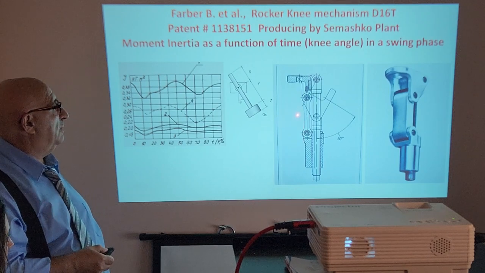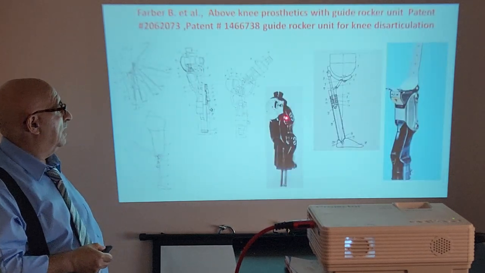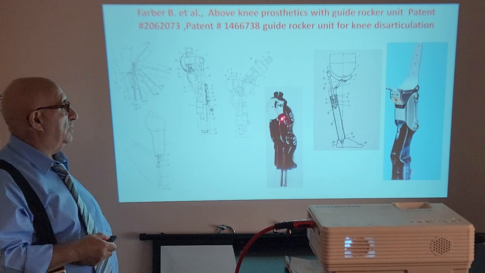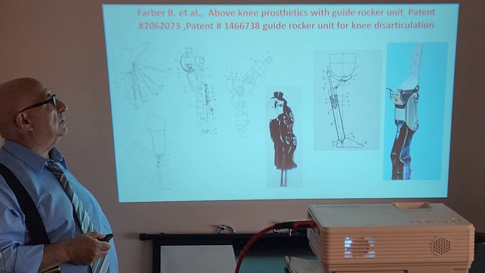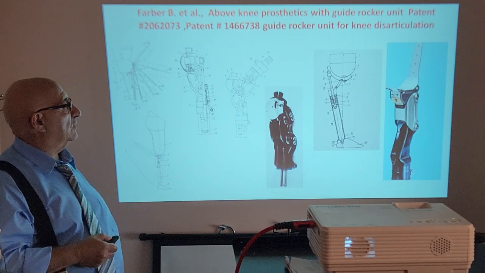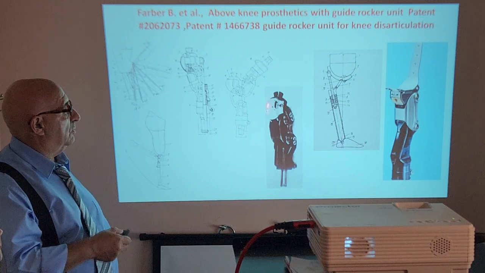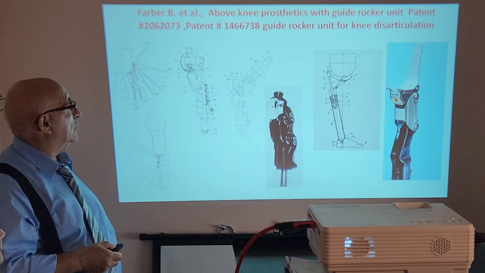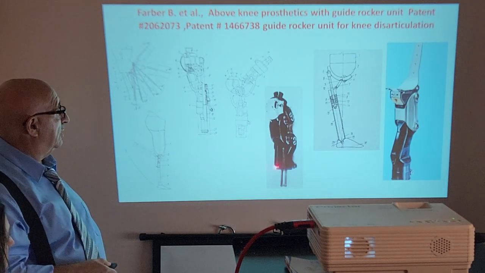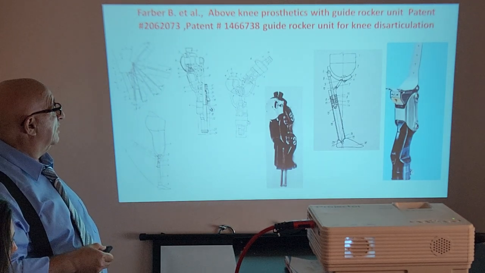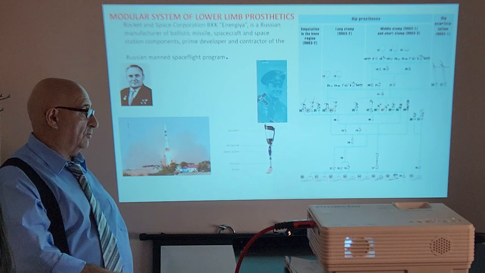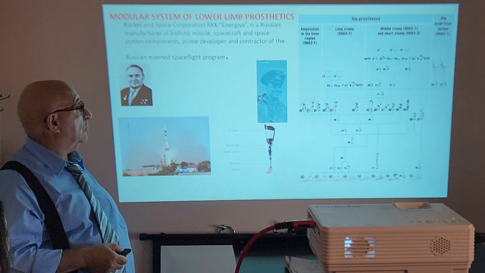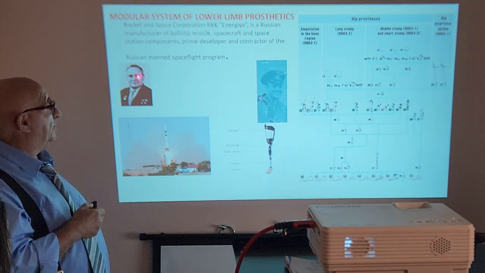Of this guide knee mechanism, next. And this has been produced for many years in the rocket space industry, and it is one of the best in the world. This unit is used for long knee disarticulation in different situations. I brought this stuff, and I can show how it looks. And this company, Korolev, do you know this name?